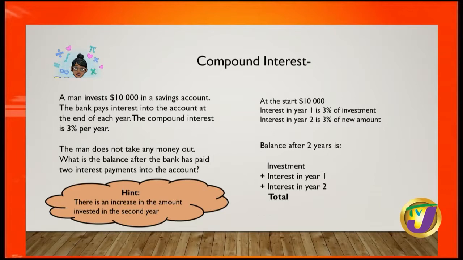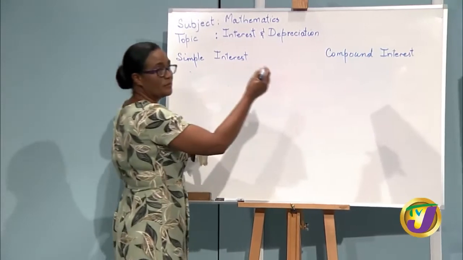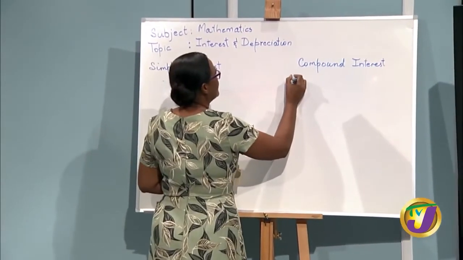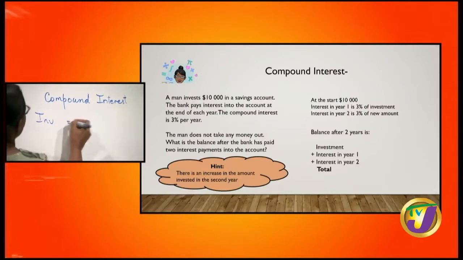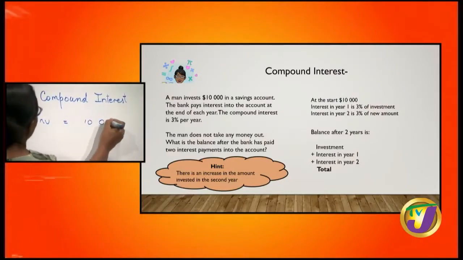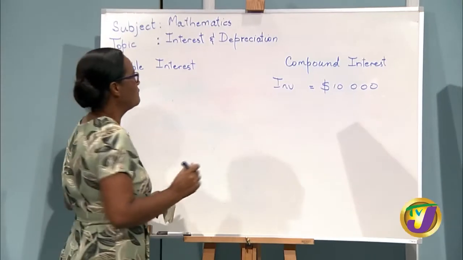So let us try and work on this question. All right? So let's start with the investment. So we're doing compound interest. So the investment, I'm going to call it investment, just INV. The investment is $10,000. All right?